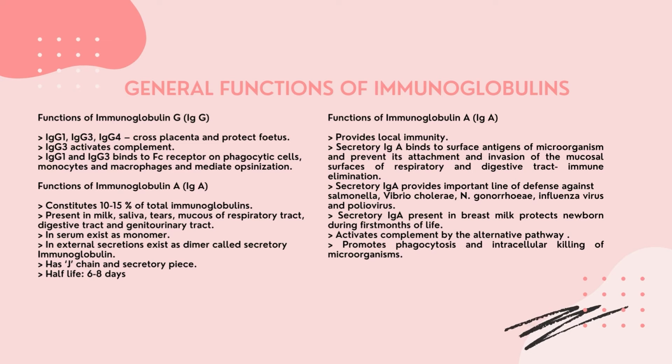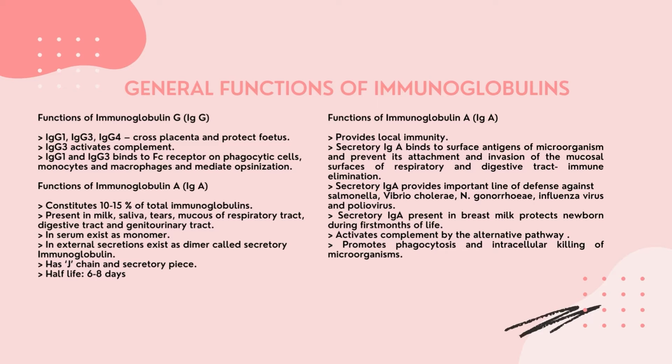Functions of immunoglobulin A, IgA. Constitutes 10 to 15% of total immunoglobulins. Present in milk, saliva, tears, and mucus of the respiratory tract, digestive tract and genitourinary tract. In serum it exists as a monomer. In external secretions it exists as a dimer called secretory immunoglobulin, which has a J chain and secretory piece. Half-life, 6 to 8 days.